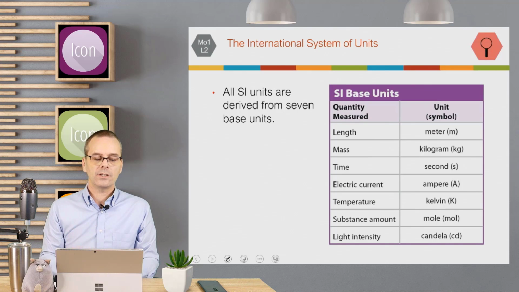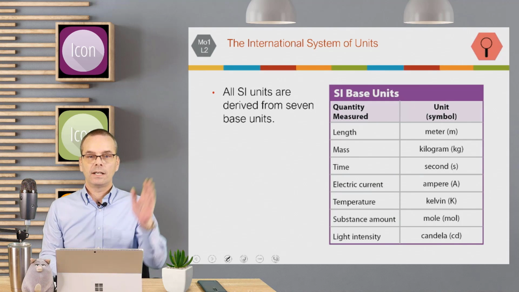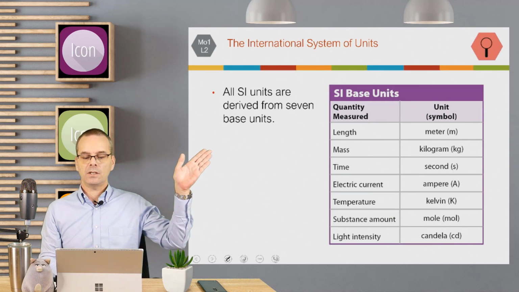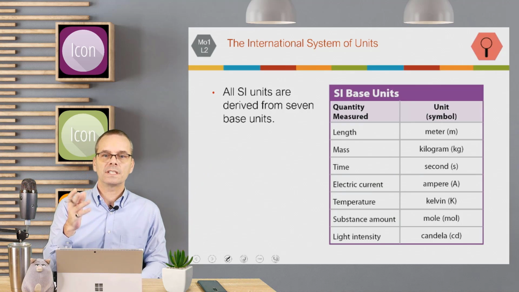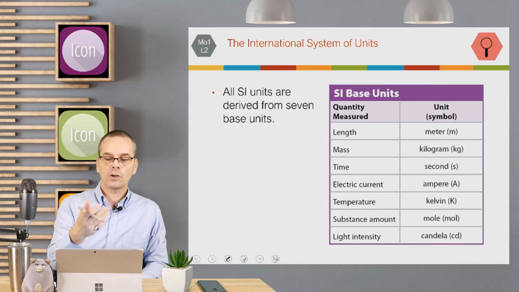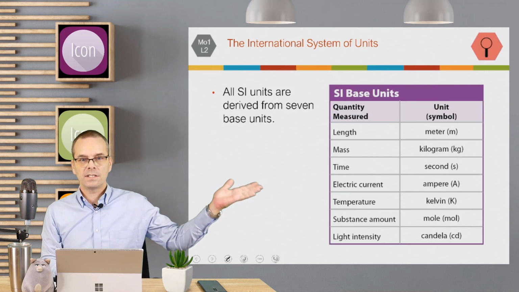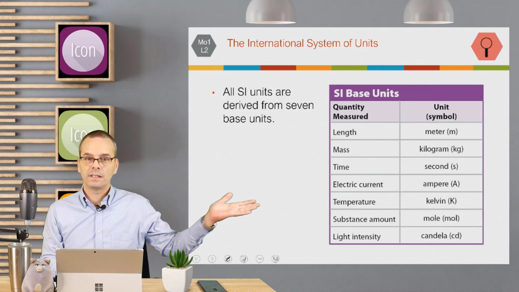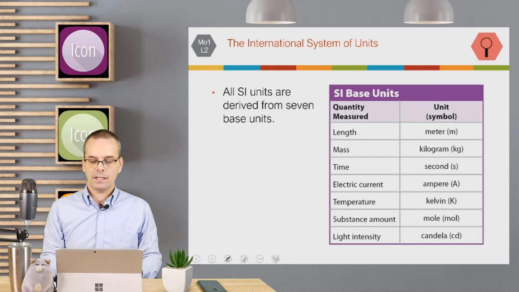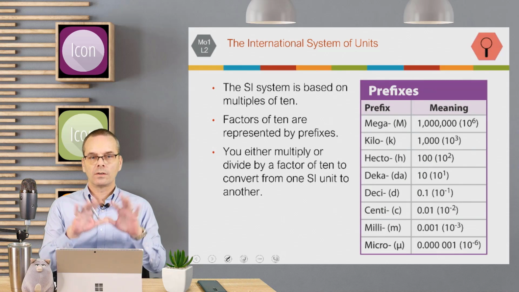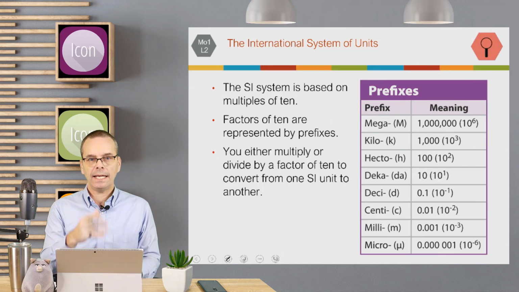Now, all SI units are derived from 7 base units. You have length, which is the meter, mass, which is the kilogram, time, which is the second, electric current, which is the ampere, temperature, which is the Kelvin, substance amount, which is the mole, and light intensity, which is the candela. So those are all the units of measurement in SI.